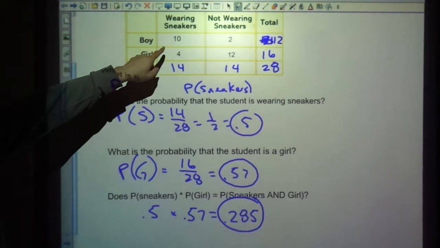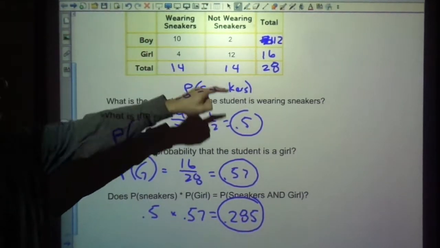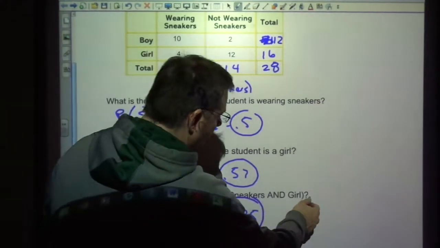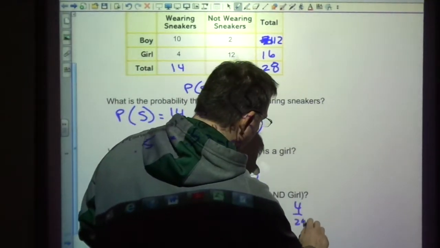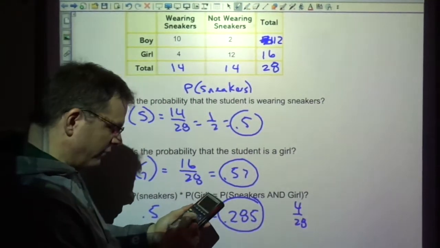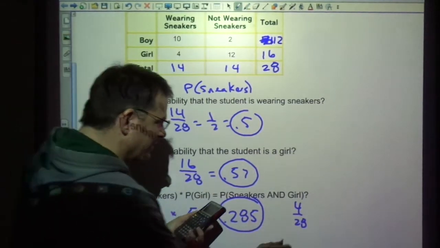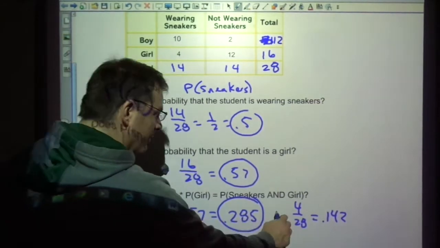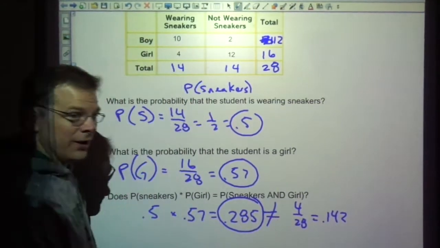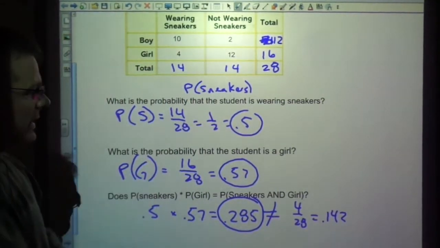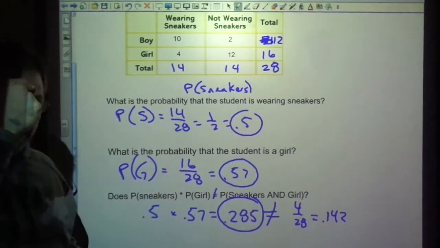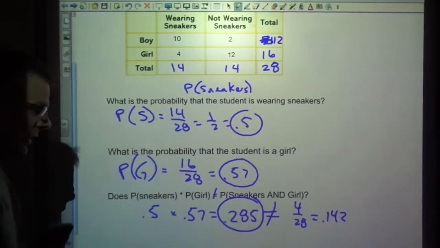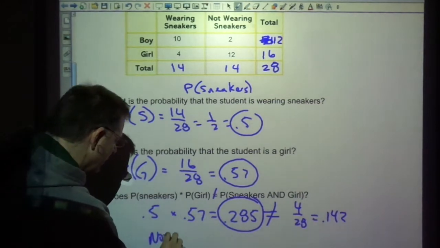We know from our data that there were 4 of those people out of 28. So the real answer for this is 4 out of 28, and 4 divided by 28 is 0.142. So this doesn't match. It's not equal. So P(A) times P(B) does not equal the probability of the intersection of A and B. Therefore, they are not independent.